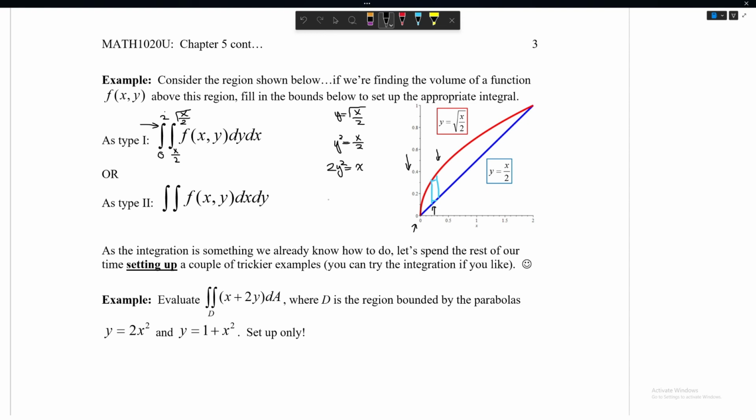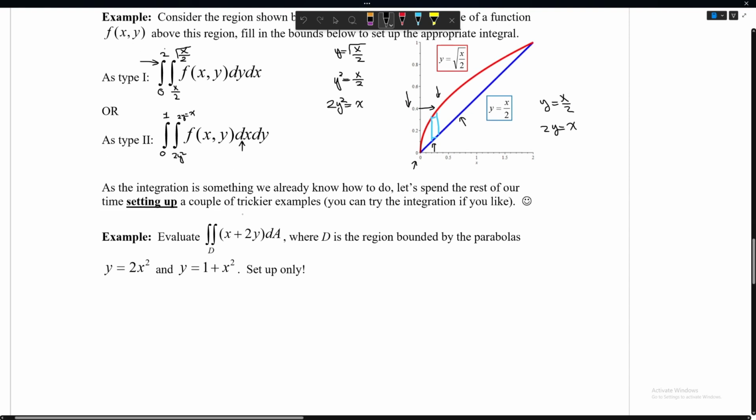And my second function is y equals x over 2. Okay, so now I'm reading it from left to right. So my dx, which is this one, I'm reading it from left to right, and my y bounds have to be constant, so from 0 to 1. That's about it. As the integration is something we already know how to do, let's spend the rest of the time setting up.